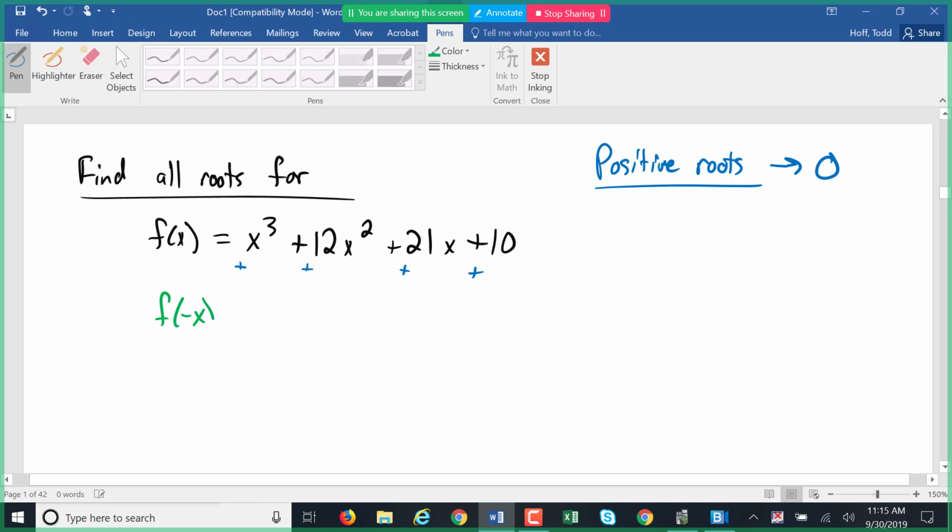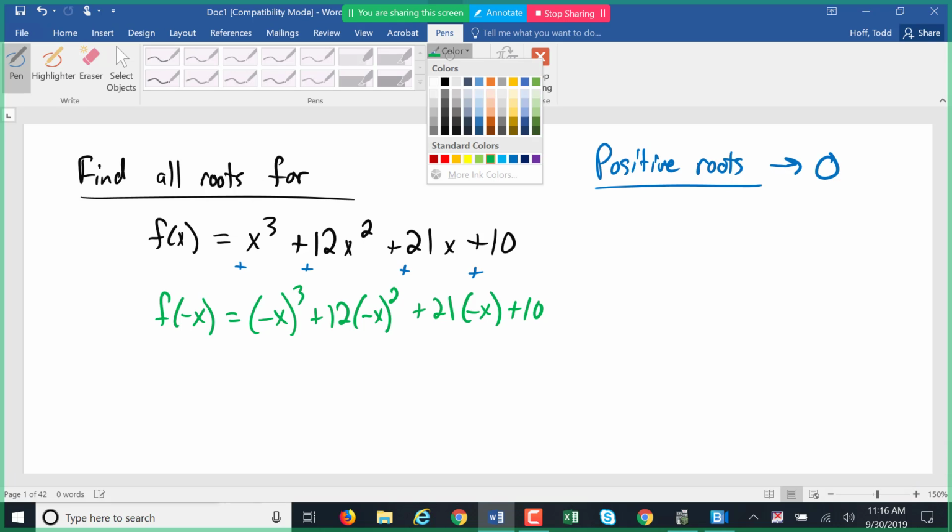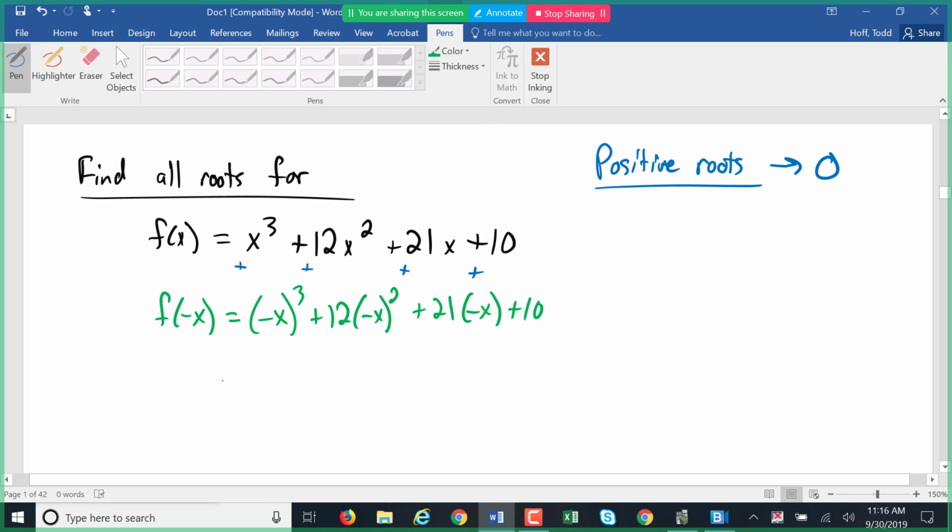F of negative x would be negative x to the 3rd plus 12 times negative x squared plus 21 times negative x plus 10. So negative x to the 3rd is a negative x to the 3rd. Negative x squared is just positive x squared, so that's still 12x squared. 21 times negative x is negative 21x plus 10.